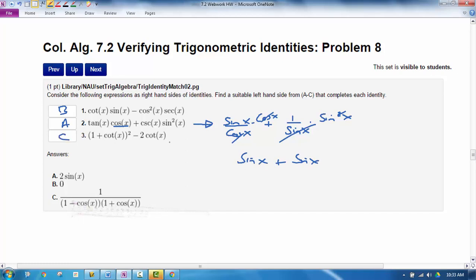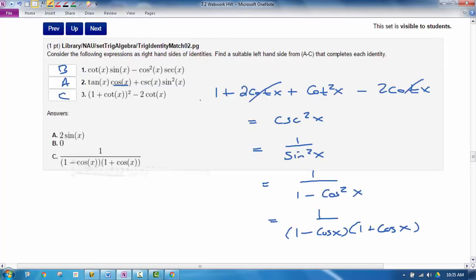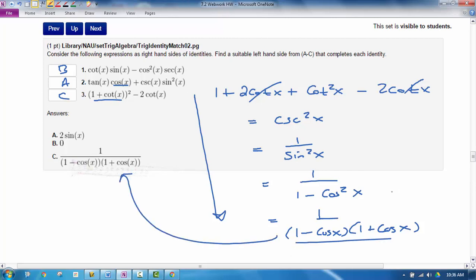And you could try to rearrange this if you want for extra practice. Alright, so here's the work for that one if you want to follow along. It's the hardest one, but you'd have to FOIL this out and then replace 1 plus cotangent with cosecant, write it as 1 over sine. Sine squared is really 1 minus cosine squared, and then do the difference of 2 squares pattern to get all the way to this. But that's a good practice one, I guess.